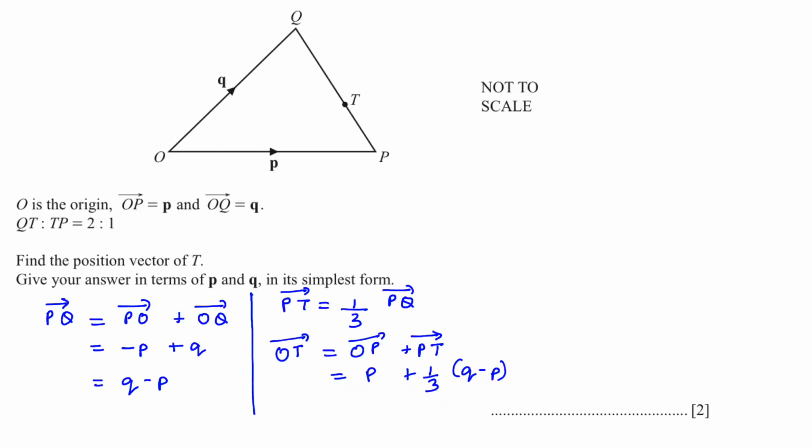We have to simplify it. So 1/3 multiplied by Q, 1/3 Q. 1/3 multiplied by negative P is negative 1/3 P. P minus 1/3 P will give you 2/3 P plus 1 over 3 Q. So that's our answer.